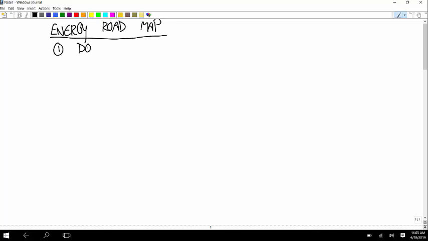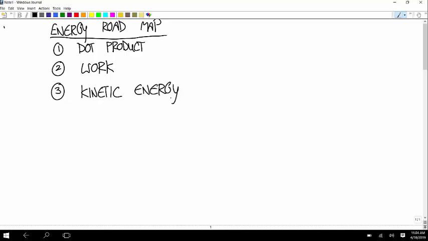So we started out with the dot product. Then we used that to define work with that line integral. If you're lucky, the force is constant and you don't have to think about it as an integral. You can just use the dot product. That's much preferable. Then we talked about kinetic energy. And then we used work and kinetic energy to define the work energy principle.